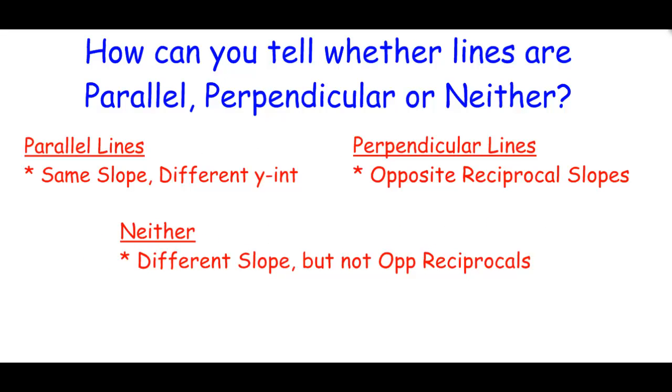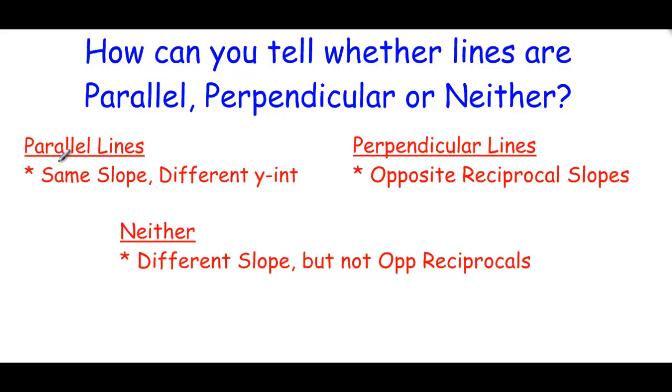So how can we use slope to help us tell whether lines are parallel, perpendicular, or neither? One thing to know is if we have parallel lines, they're going to have the same slope, and that's usually what students remember, that's the same slope. But you have to remember they must have different y-intercepts. If they have the same slope but the same y-intercept, in fact they're actually the same exact line, so they can't be parallel, because if I have two lines drawn on top of each other, they would intersect.